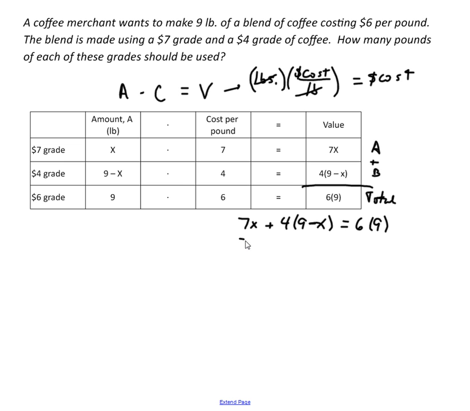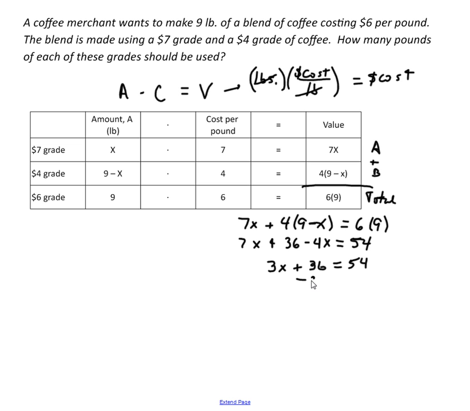We know how to do this. 7x plus, distribute our 4: 4 times 9 is 36, minus 4 times x, equals 6 times 9, $54 altogether. Well, like any other equation, we should combine our like terms. So we're going to get 3x plus 36 equals 54.